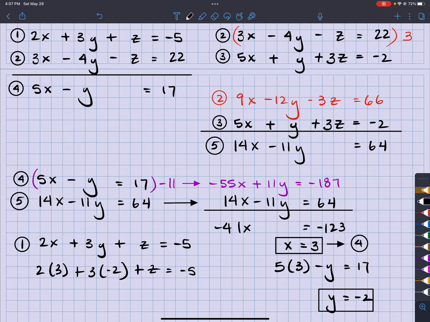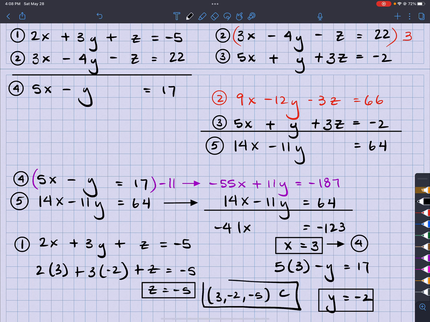I got a positive 6 plus a negative 6. So z is going to be negative 5. Sorry for that long pause. And there we go. My answer is going to be 3, comma, negative 2, comma, negative 5. And that, ladies and gentlemen, is going to be choice C.